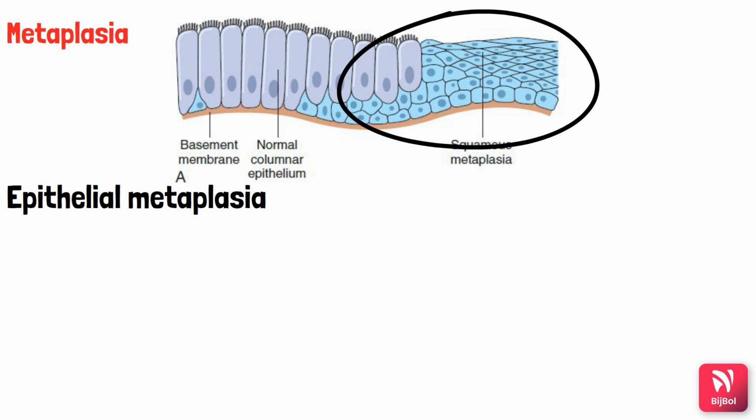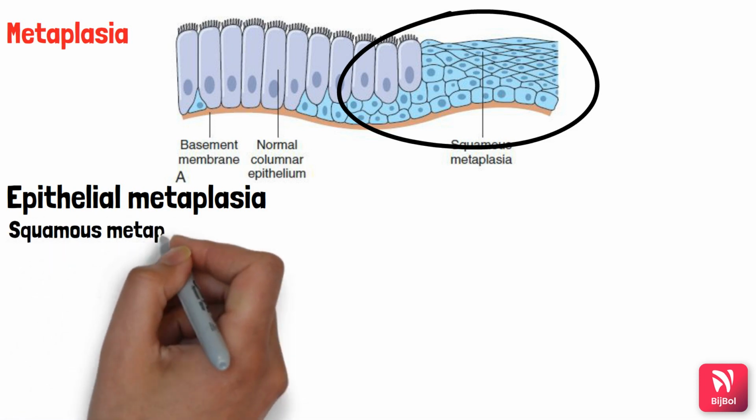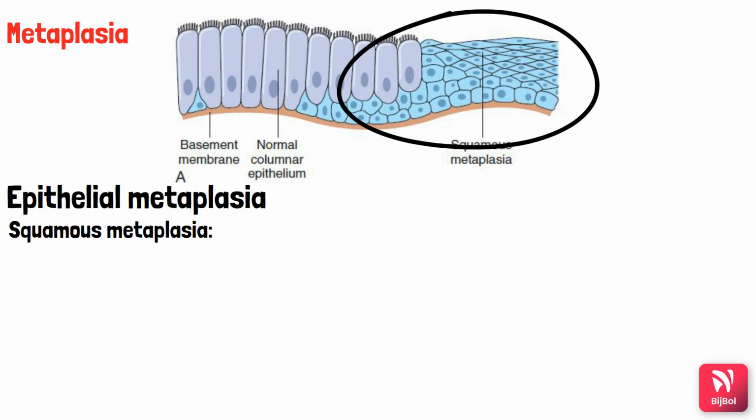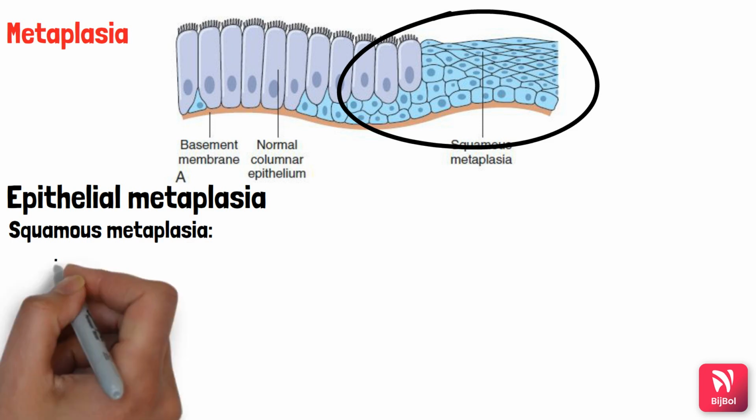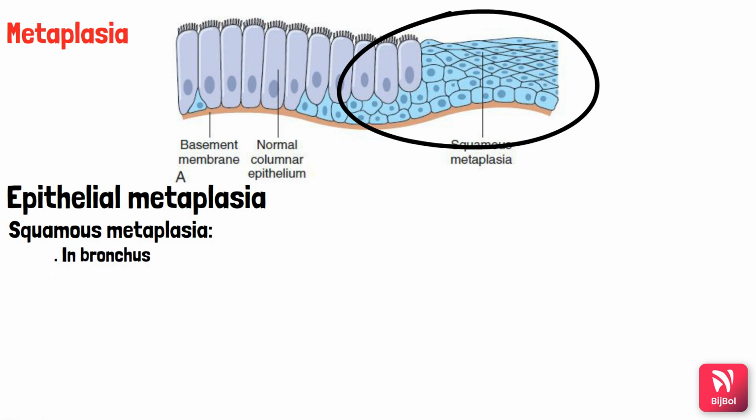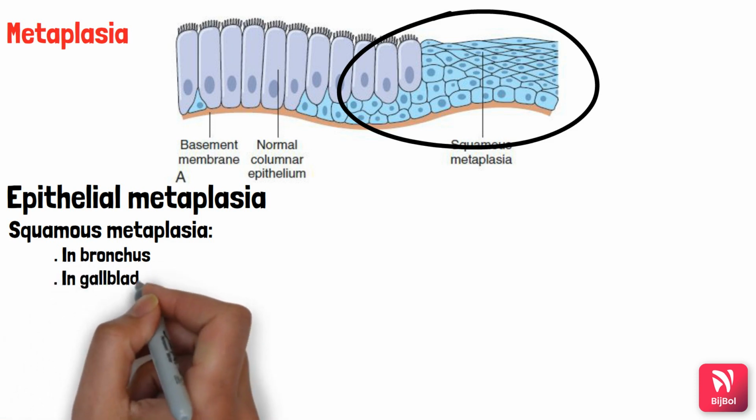as connective tissue. First we'll see epithelial metaplasia, wherein the commonest form is squamous metaplasia. In the bronchus we see squamous metaplasia, like the example I have already given. In chronic smokers, their normal pseudostratified columnar epithelium is changed to stratified squamous epithelium.